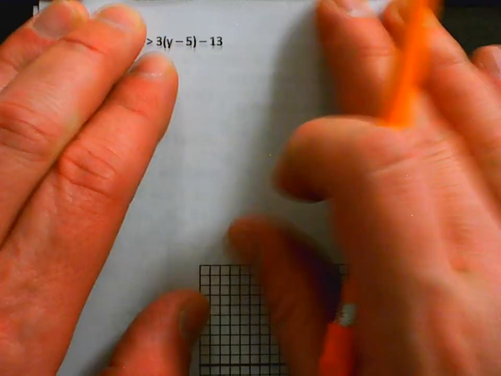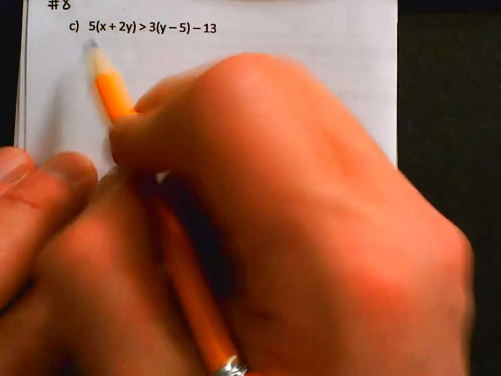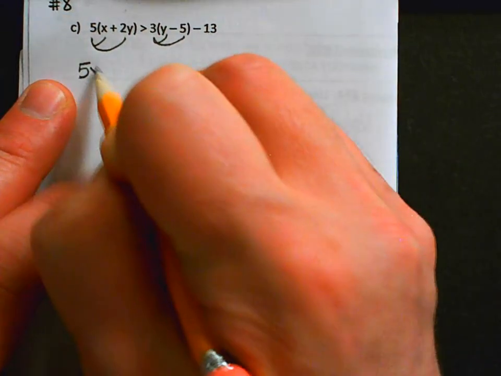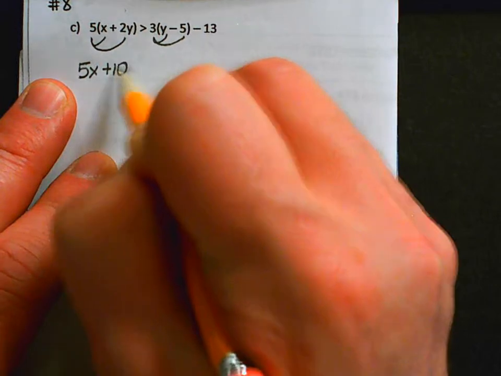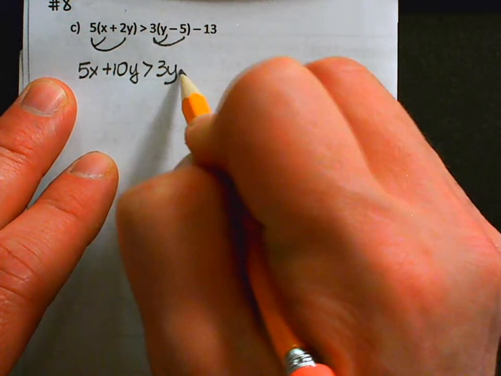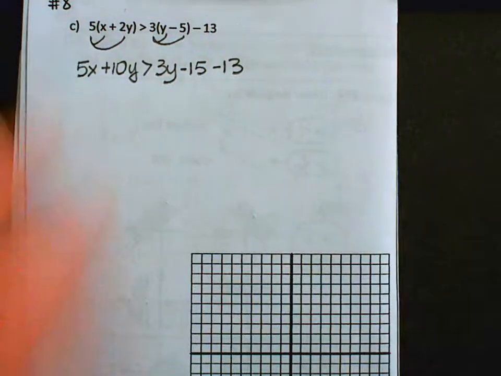This inequality is much bigger. It has parentheses, so first order of business is to get rid of those parentheses. So this will become 5x plus 10y greater than 3y minus 15. You bring down the -13.